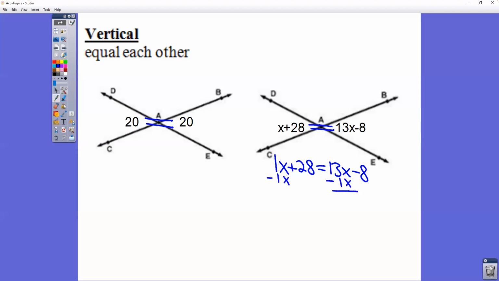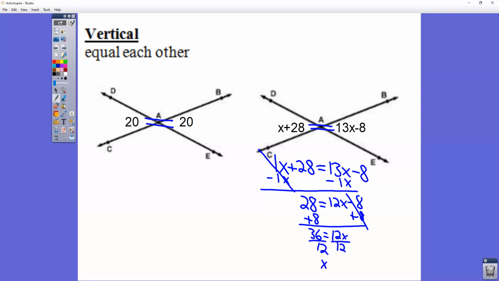So I like working with the smaller of the two letters first. You'll work with less negatives that way. So I'm going to do minus 1x and minus 1x. Those will cancel out. 28 equals 12x minus 8. Plus 8 to get that 12x all by itself. Divide by 12, and you get x equals 3.